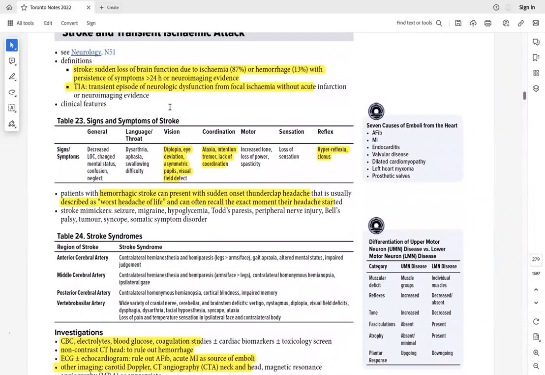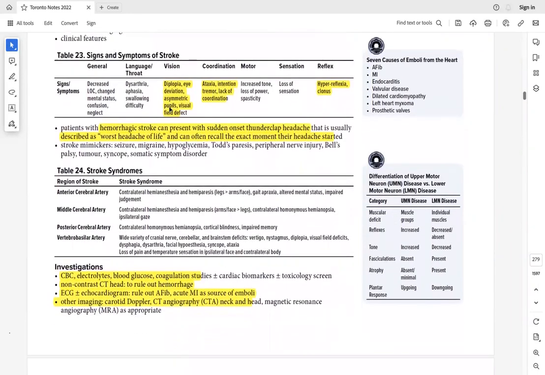And what will we do? We have to do the CT scan and neurological consultations. That is what we will do.